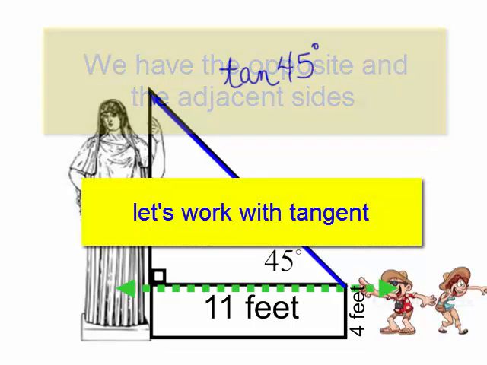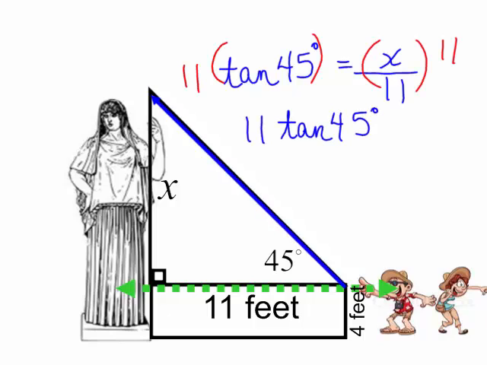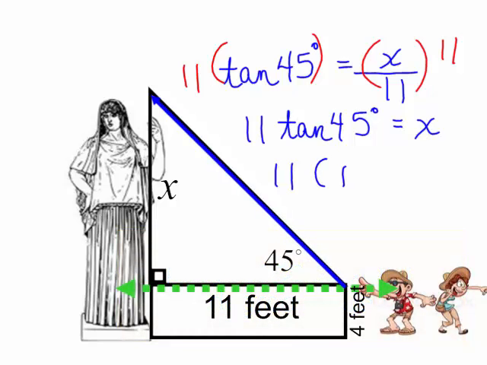The tangent of 45 degrees will equal the opposite side divided by the adjacent side. I will multiply both sides by 11. I will have 11 times the tangent of 45 degrees is equal to X. I can put this into my calculator. Remember to change your calculator to the degree mode before you type in the tangent of 45 degrees. But the tangent of 45 degrees is just 1. So X is equal to 11.